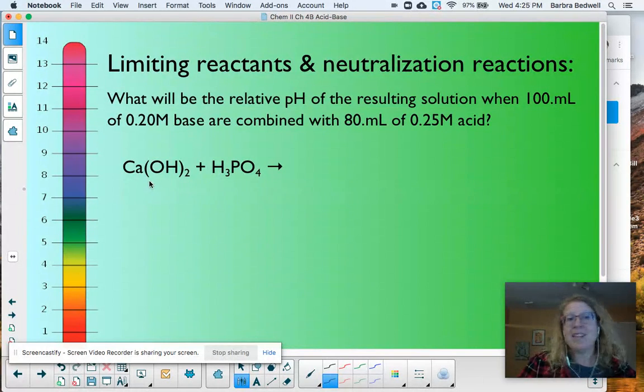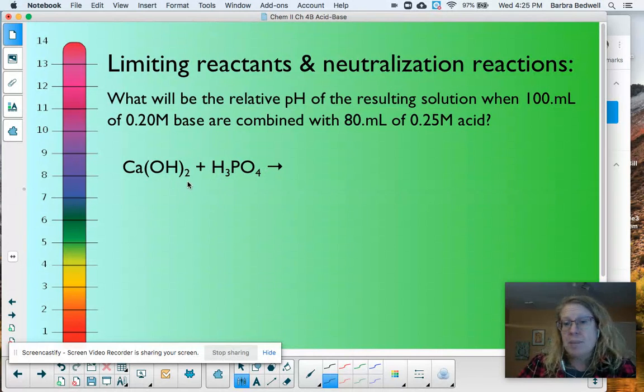But what if I put extra base in there? You know that your final solution is going to be basic. Or if I put a whole bunch of extra acid in there, my resulting solution could be acidic, because there's this thing called limiting reactants and excess reactants. And that's what this kind of equation helps you think about.